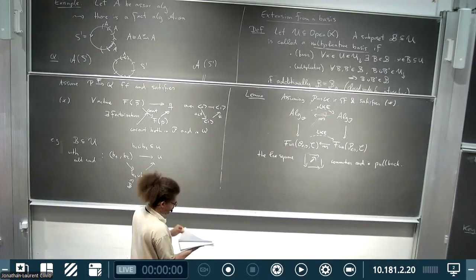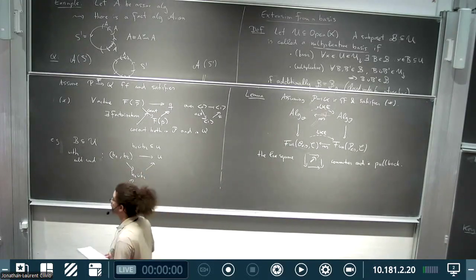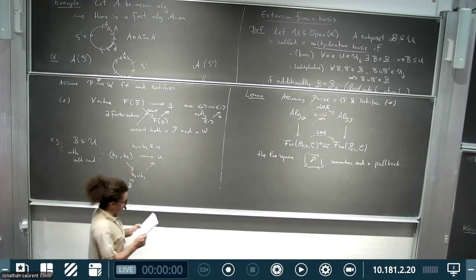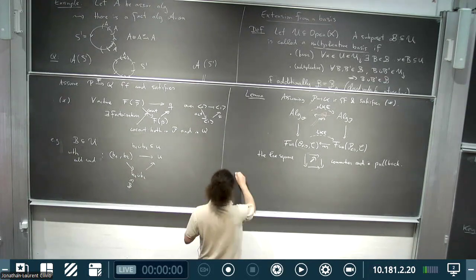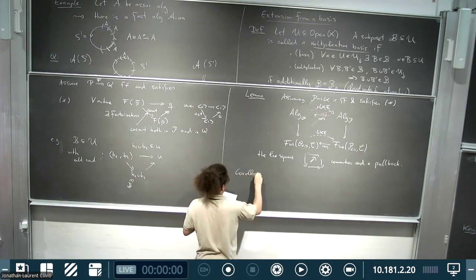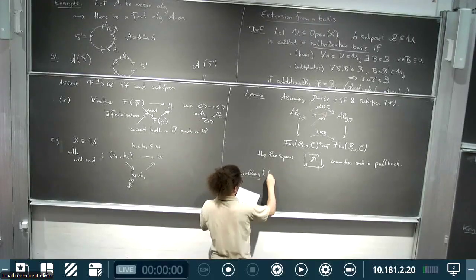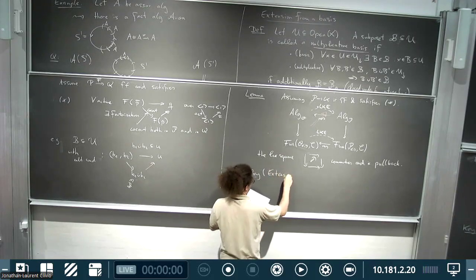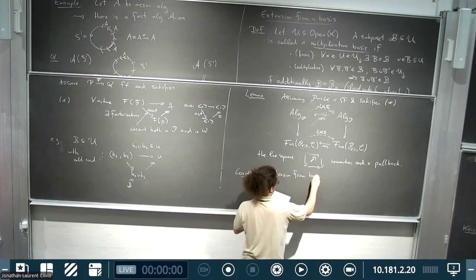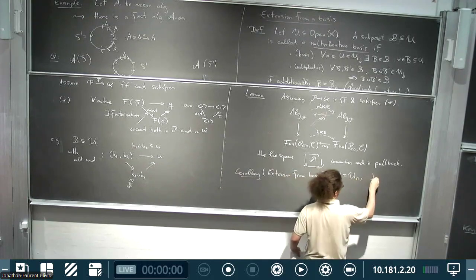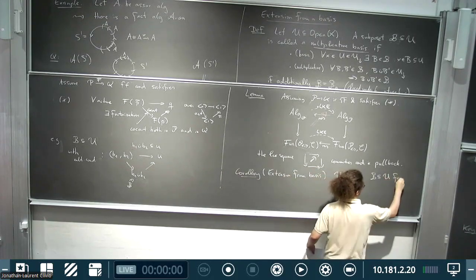Okay. And as an immediate corollary, remember we had the statement that the ordinary time extension restricts to an equivalence between algebras here and algebras here. Therefore, as a corollary, we get the first comparison result. This is what's usually called extension from basis. It has the same assumptions as before, so U is closed under intersections, and D in U is a factorizing basis.